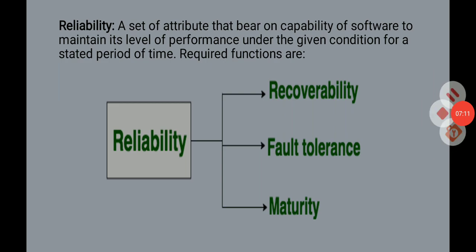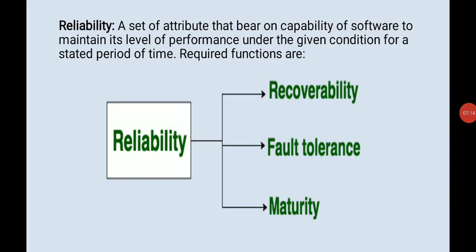Next we come to reliability. So what is reliability? It is a set of attributes that bear on the capability of software to maintain its level of performance under given conditions for a stated period of time. Reliability means that when it is undergoing various kinds of strains or loads, how much it can bear, right? It has three aspects. The first is recoverability.